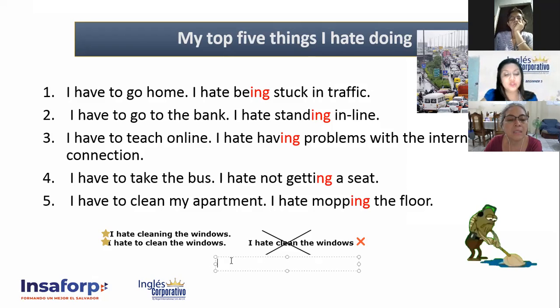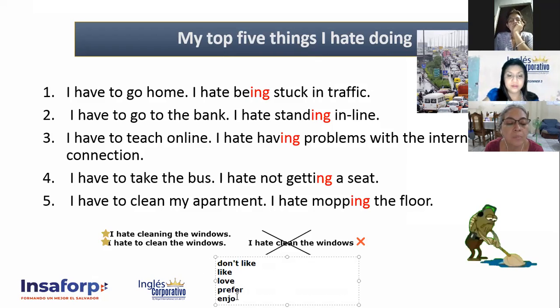There are other verbs in which you can use the ing. For example, don't like or dislike, like, love, prefer, enjoy. You can use both forms. You can use ing or you can use the infinitive form.